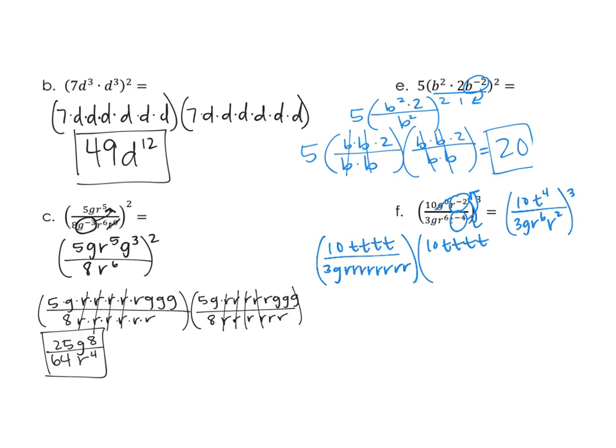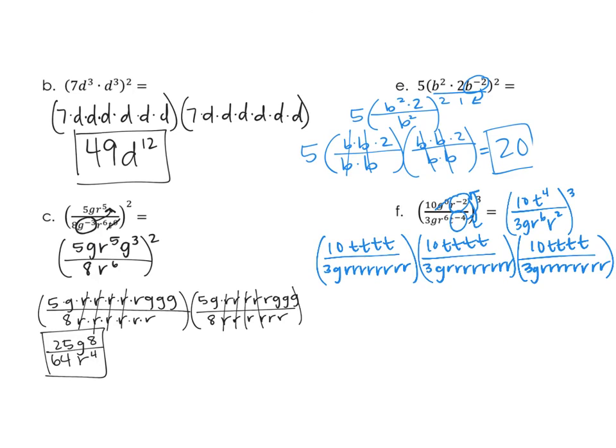So I write it out three times: 10 with 4 t's on top, and 3g with 6 r's and 2 more r's on bottom. That's a lot of stuff to write out. Let's see what we get.